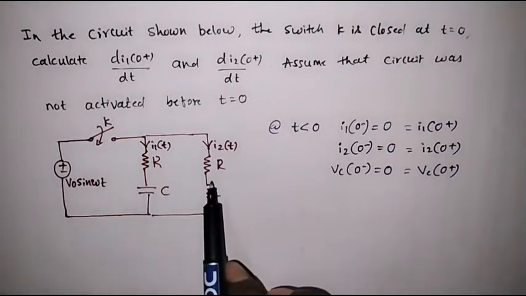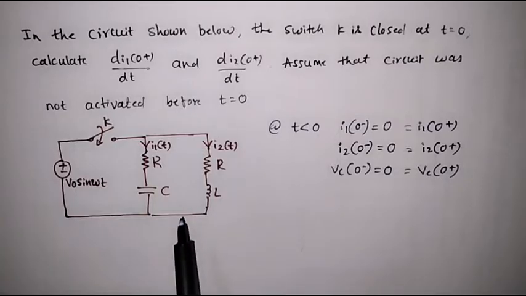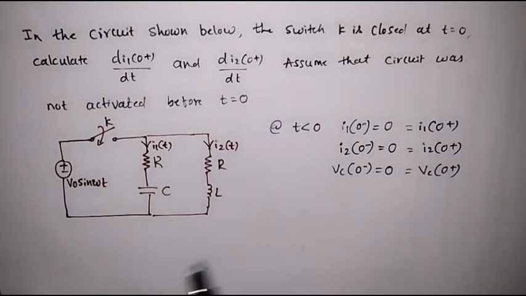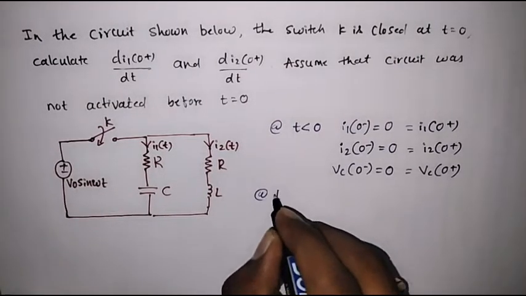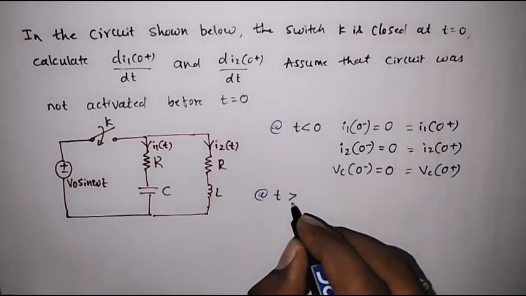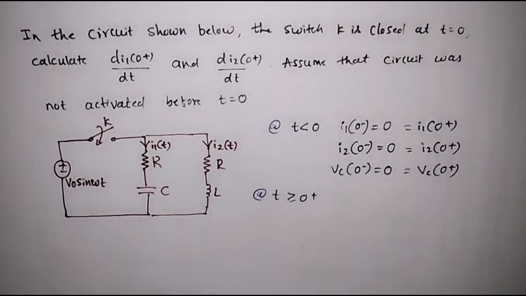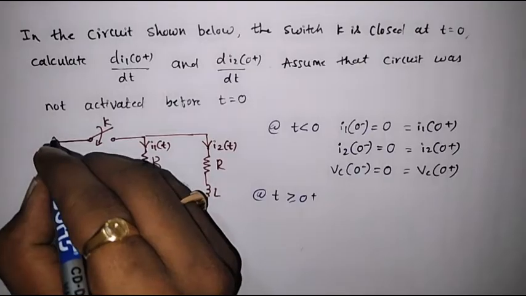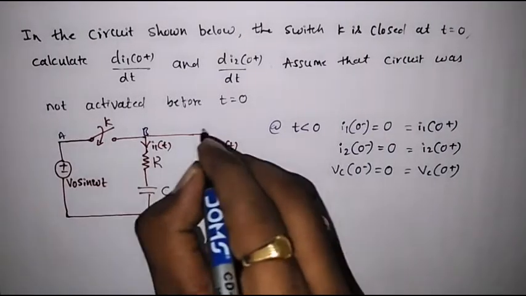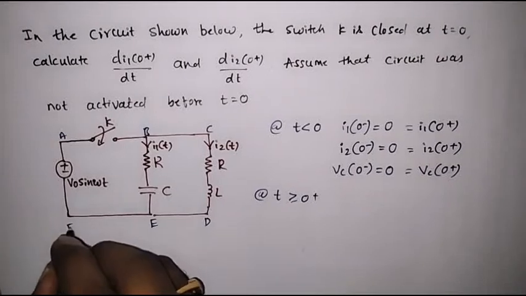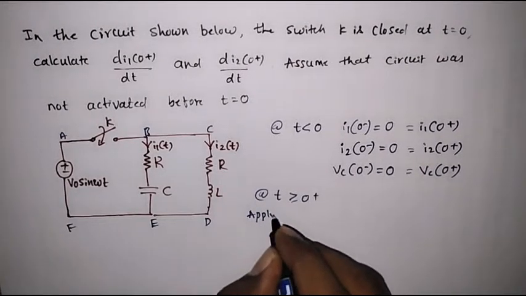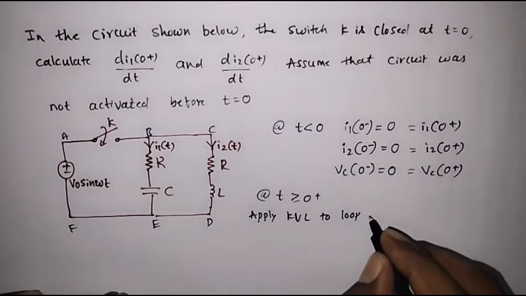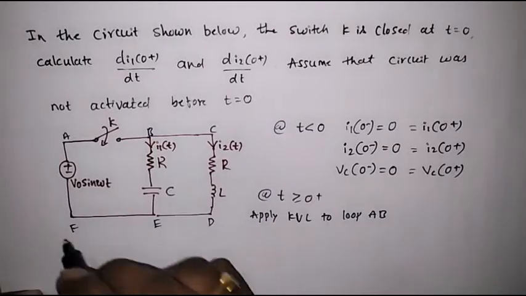Now assuming the switch is closed at t equal to 0, and considering all the components present in the circuit, we'll apply KVL to one loop, then apply KVL to another loop, and write the equations. Now at t greater than or equal to 0+, let this be A, B, C, D, E, F. Now apply KVL to loop A, B, E, F, A.